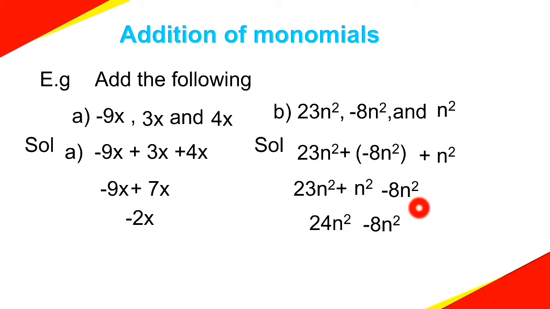Now we have to simplify. 24n square minus 8n square means 24 minus 8. What can we get? Right, that is 16n square. Now in these two constant terms, what is the largest constant? Right, that is 24. For 24, what is the symbol we have? Plus. So in the result also you will get plus 16n square. Okay.